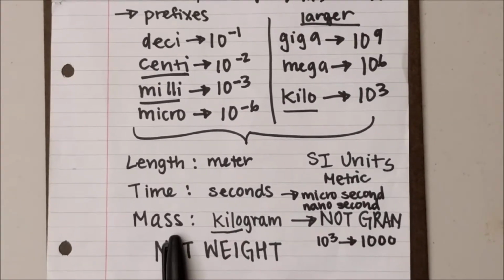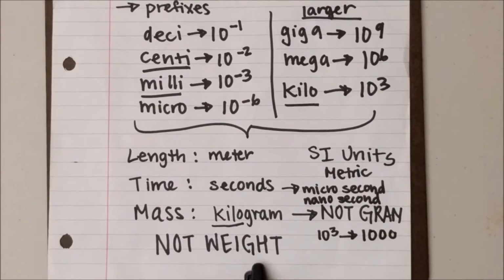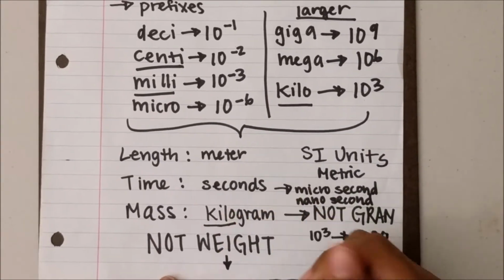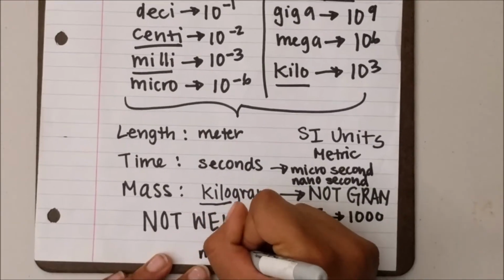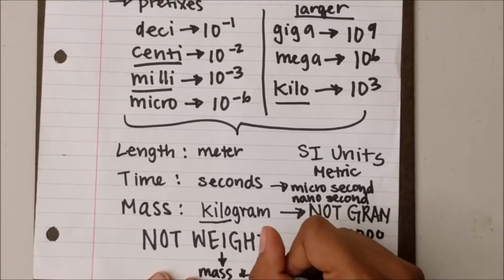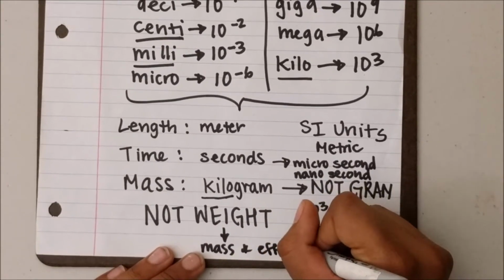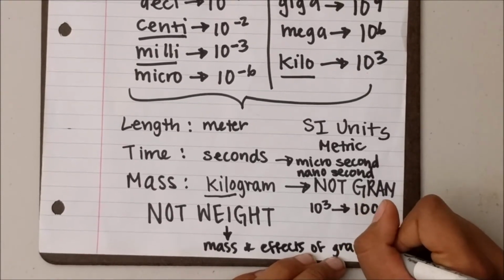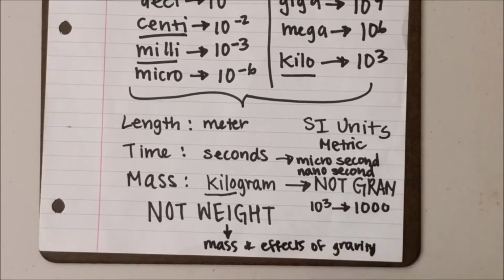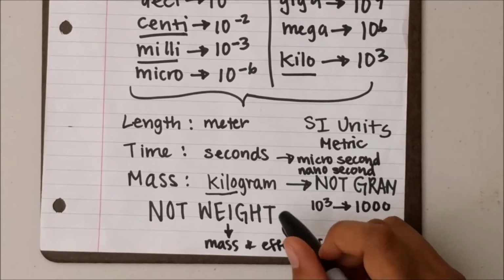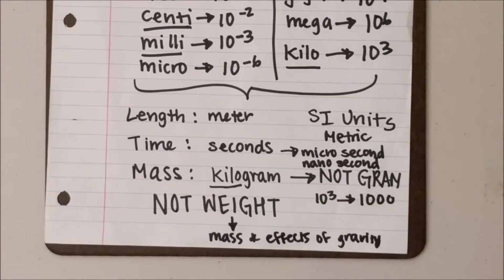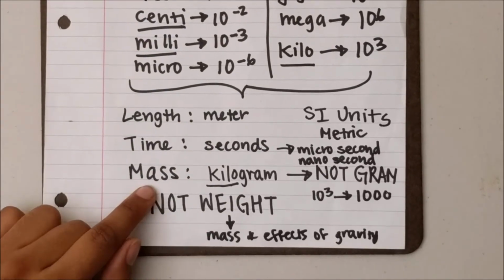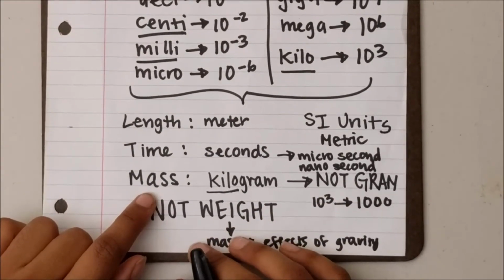It's important to note that mass is very different from weight. Weight equals mass times the effects of gravity on it. So weight is the measurement that changes when you're on a different planet. When you're on the moon, your weight is different. When you're on the Earth, your weight is different. However, your mass will always remain the same.